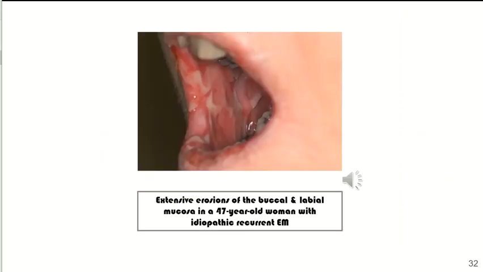And this picture reveals extensive erosions on the buccal and labial mucosa in a 47 years old woman with idiopathic recurrent erythema multiforme. دي شكلها نفسها اللي كان عندها في her hands في السلايدز اللي فاتت. Okay, you can see it's very severe. يعني patient زي ده ولا هيقدر ياكل ولا هيقدر حتى يتكلم.